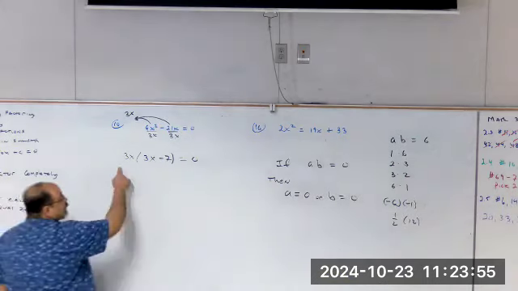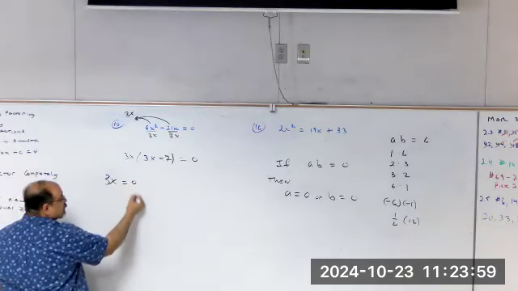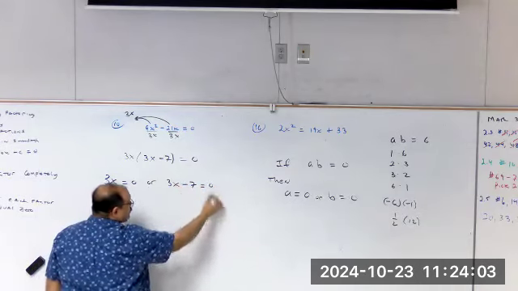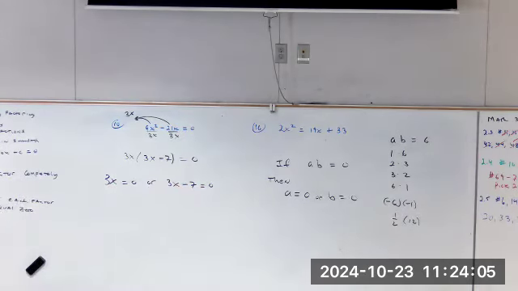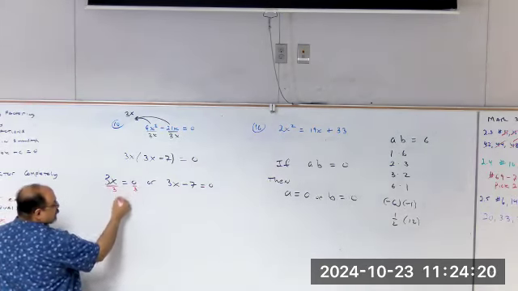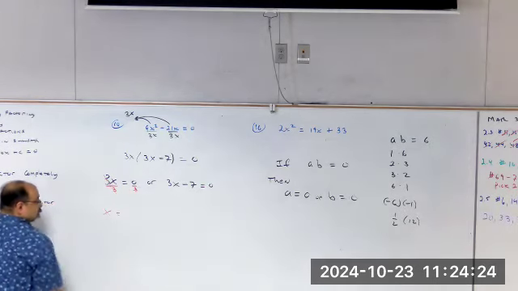So once you have it factored, it's either 3 times x is equal to 0, or it's 3x minus 7 equals 0. You let each factor equal 0. And that's where you solve. So 3 times x equals 0, divided by 3. 0 over 3.